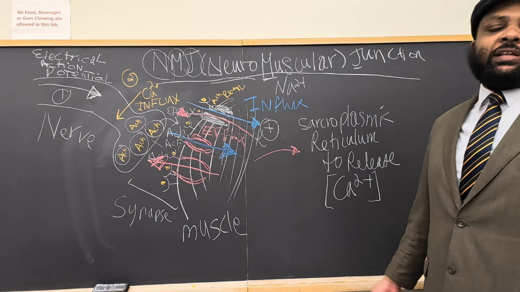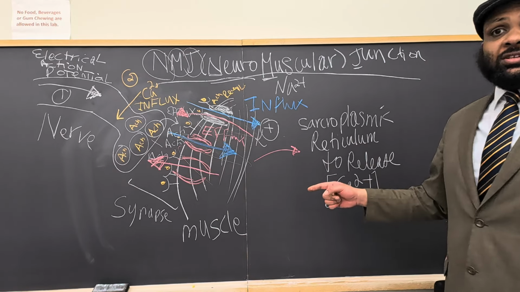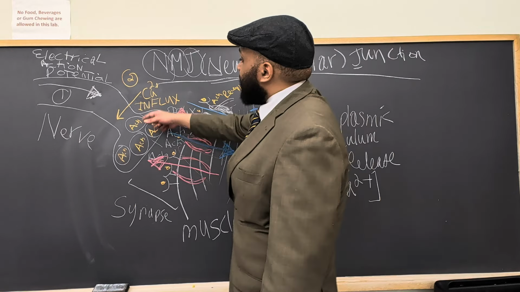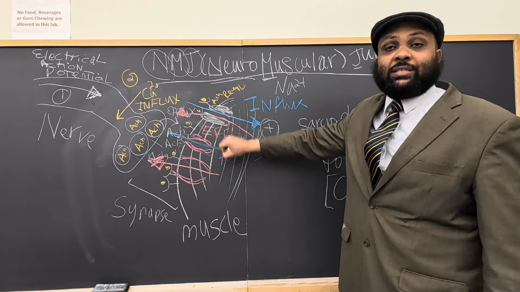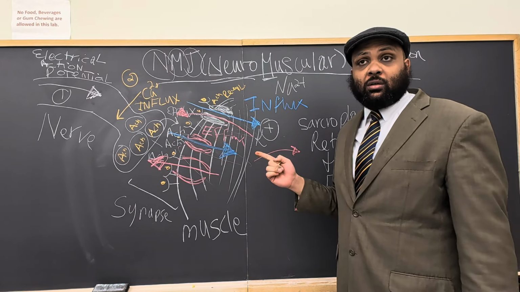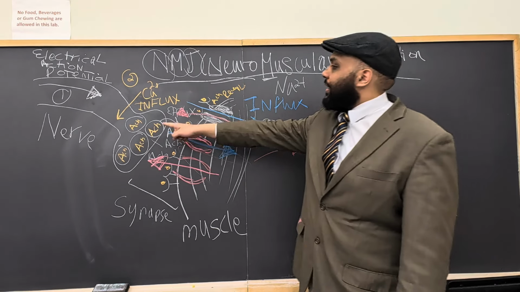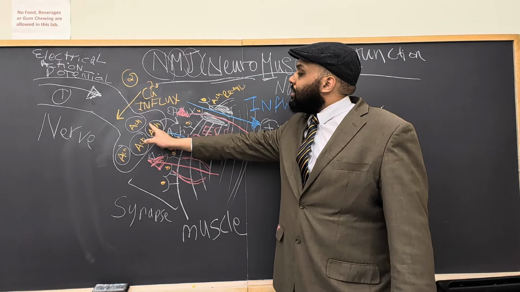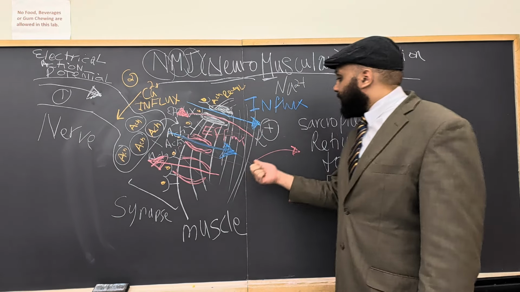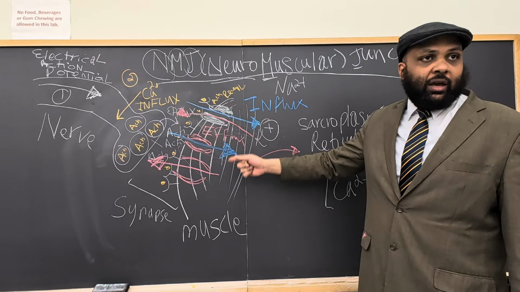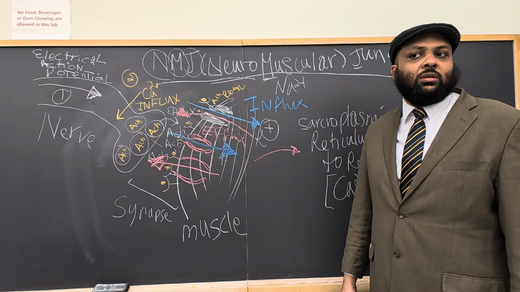Now, where is calcium released now? In the muscle. You see, calcium was released first in the nerve. Then calcium is released in the muscle. See how important calcium is for the contraction? So now, this calcium in the nerve helped the acetylcholine to be released in the synapse. What about this calcium in the muscle? What does it do? How?